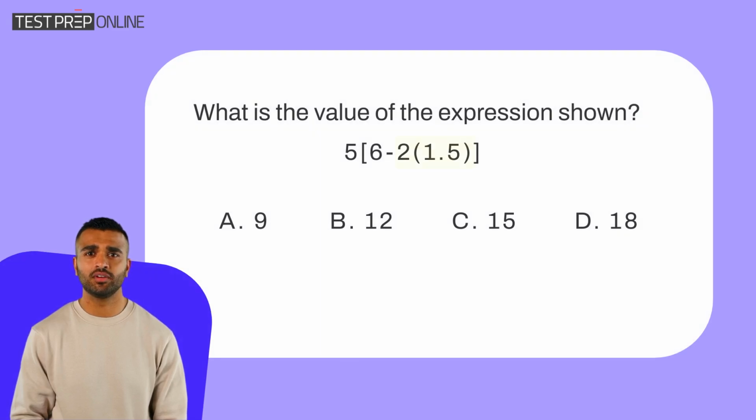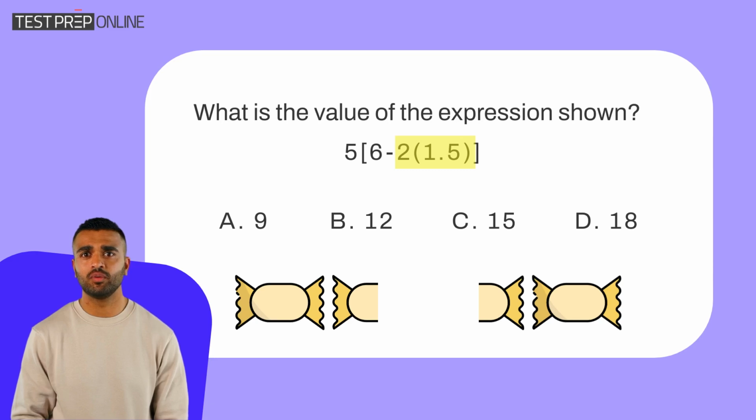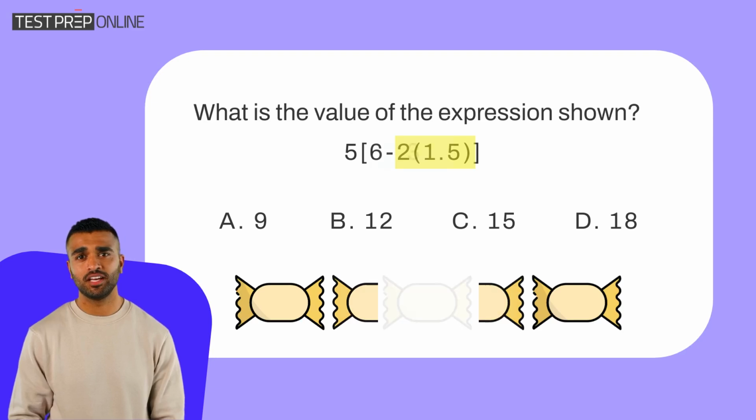In our problem, we see 2 times 1.5 inside the brackets, right? That's like saying multiply 2 and 1.5. We need to do this first because it's inside the brackets. If you have 2 groups and each group has 1.5 candies, how many candies do you have in total? The answer is 3.